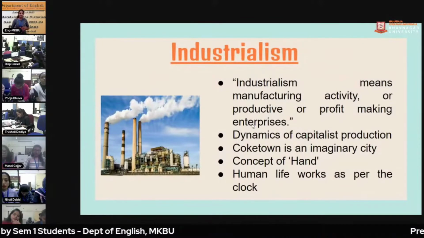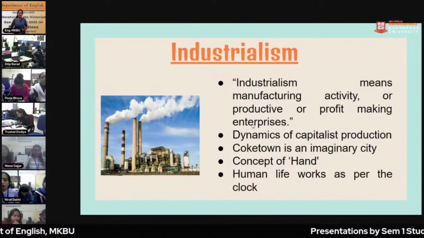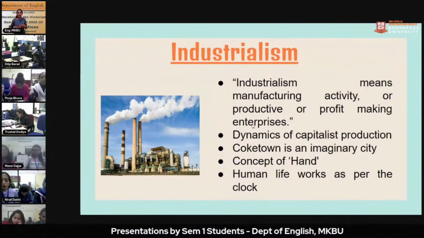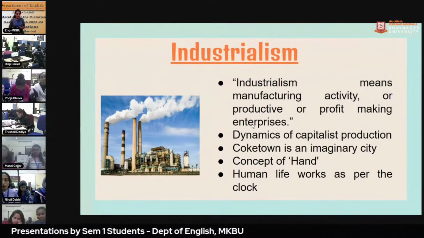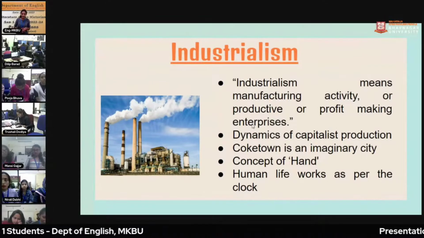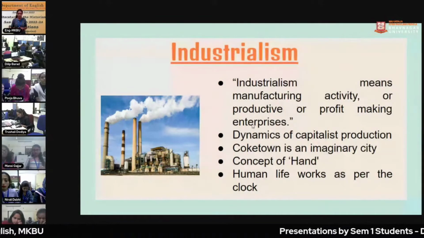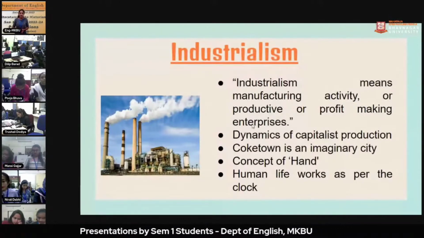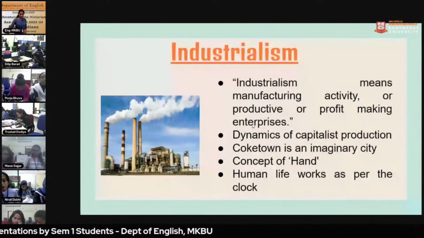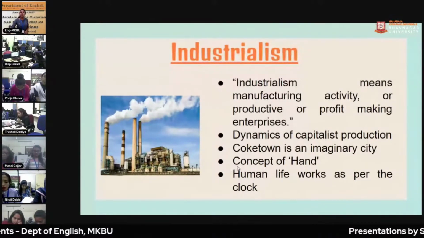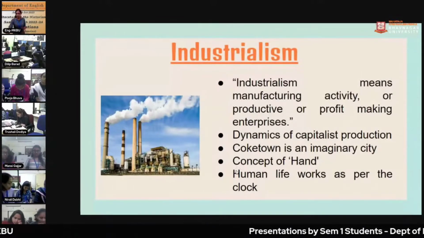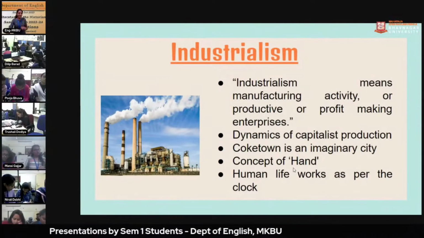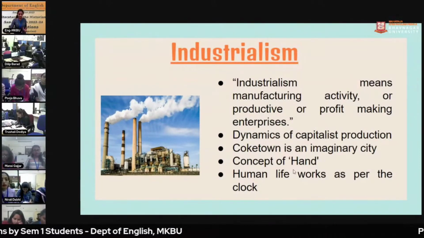Now let's look at industrialism, what it means. Industrialism means manufacturing activity or productive or profit-making enterprises. Industry makes products. The novel presents, through industrialism, the dynamics of capitalist production. In the novel, Hardy uses an imaginary town named Coketown, and we also have a concept of hands. Workers are named as hands. So hands are working, and industrialists are having profits from their hands, the workers.